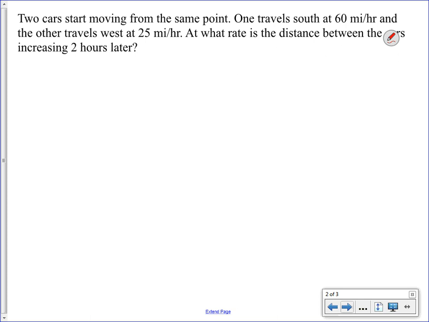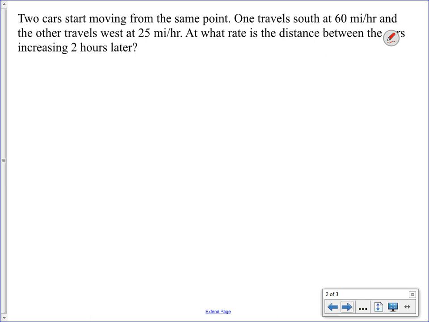Now, we are still going to use Pythagorean theorem for this problem. And we're still going to draw a right triangle to model the scenario. But what's a little different in this problem is that we're going to have 3 rates of change. So, let me show you how it works out.